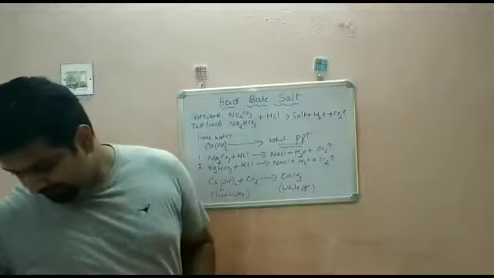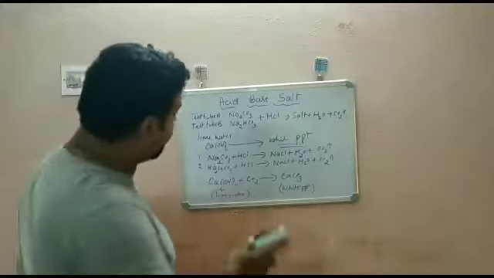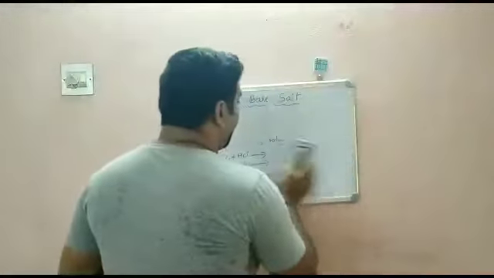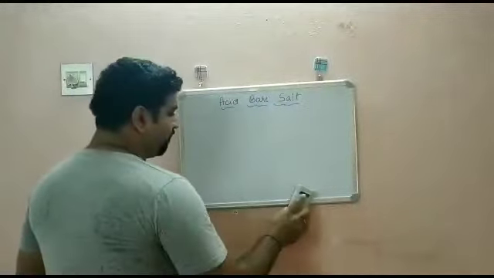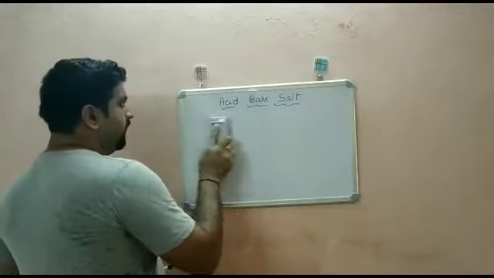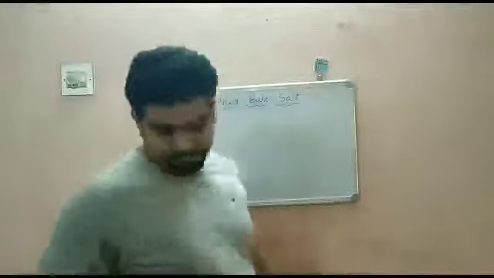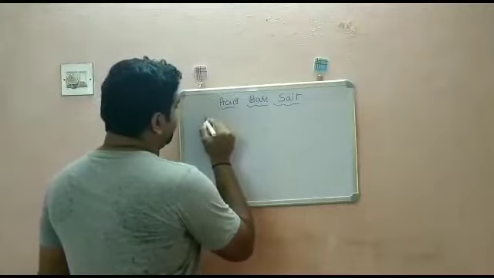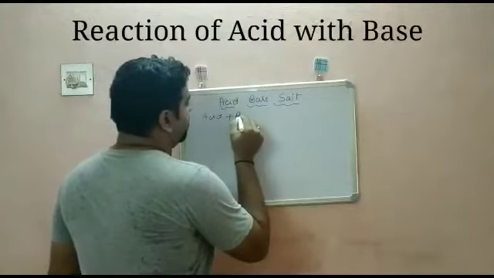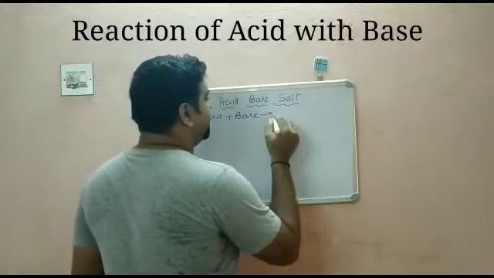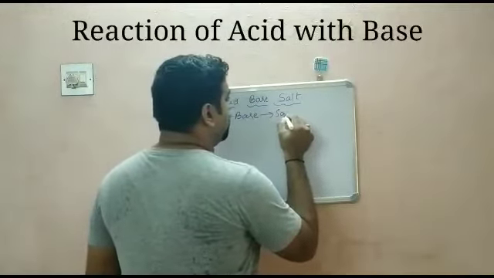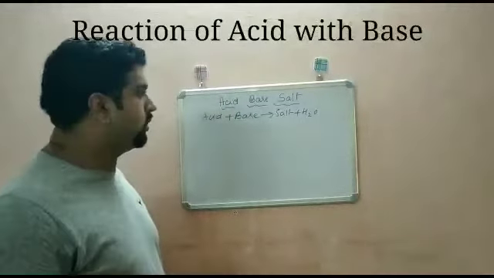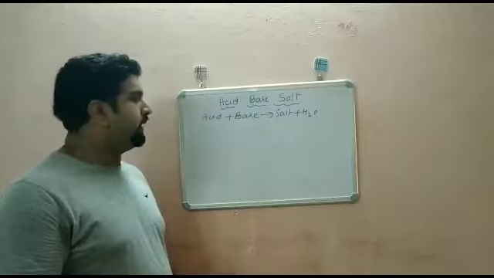Now let us discuss the next reaction. The reaction of acid with the base. How does acid react with base? Very simple reaction. Acid reacts with base to give salt and water. So this is also called a neutralization reaction, when acid combines with base to give salt and water.